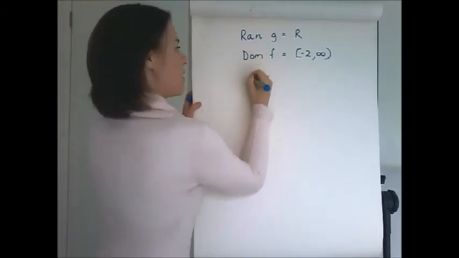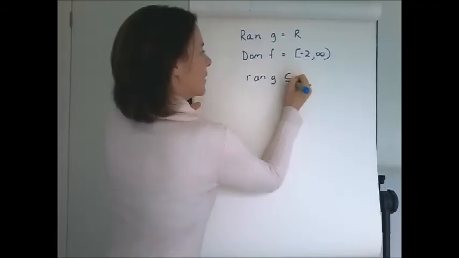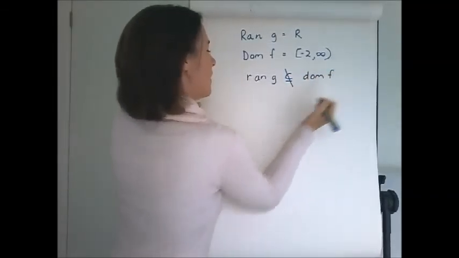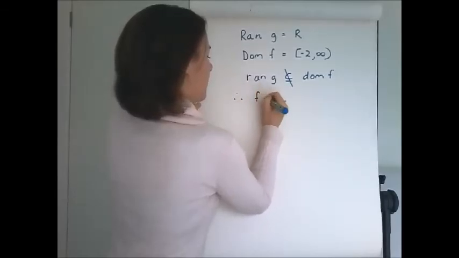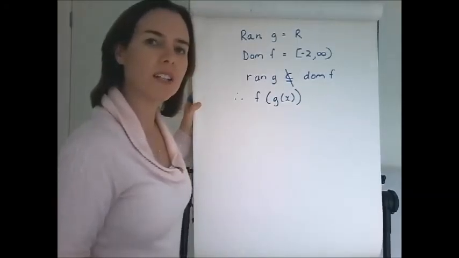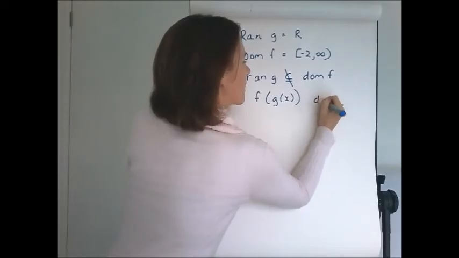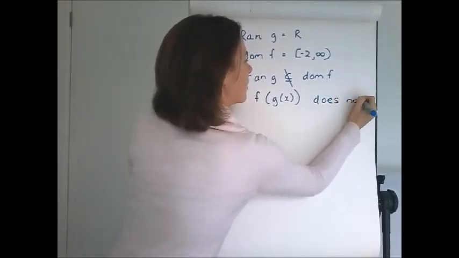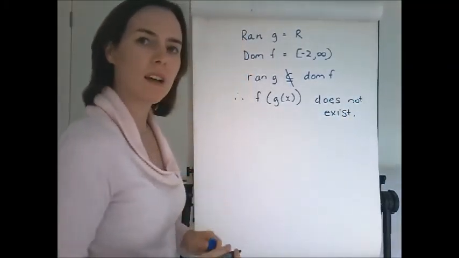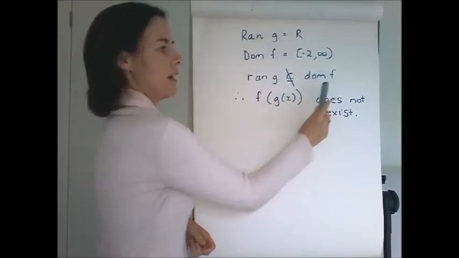There are elements here that are outside this end of it. So the range of g is not a subset of the domain of f. Therefore, f of g of x is undefined or does not exist. Using the wording in the question, we'll say does not exist. And that's all you need to show. Clearly showing this and making that statement.